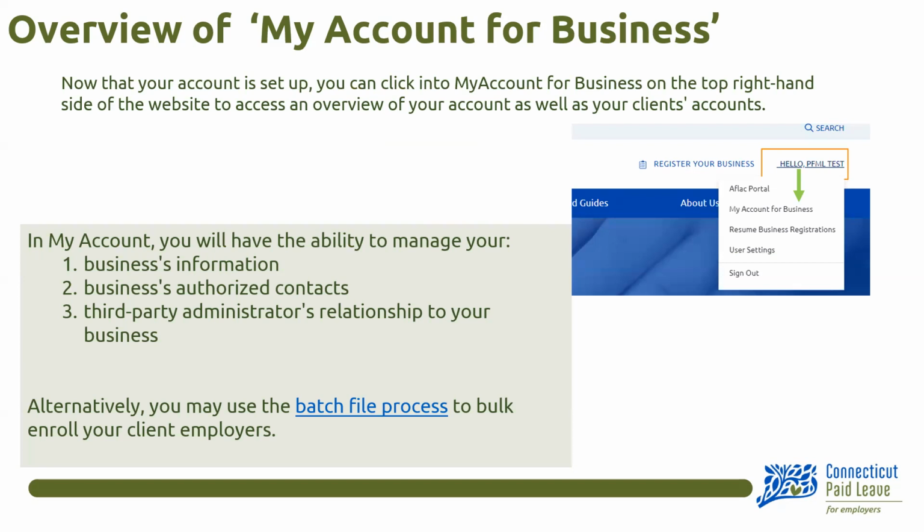In your business account, you will have the ability to manage your business information, the contacts on the account, and then lastly, your relationship to your clients' businesses. If you need to file for individual employers or using the batch method, please review the website for more information. Please know that Connecticut Paid Leave does require quarterly reporting for each of your clients, and if applicable, a quarterly contribution payment while your employers are active in our system. If your employers no longer have any Connecticut employees or have closed, you need to tell us. You can do this by submitting a request using the Contact Us portal on our website to let us know.